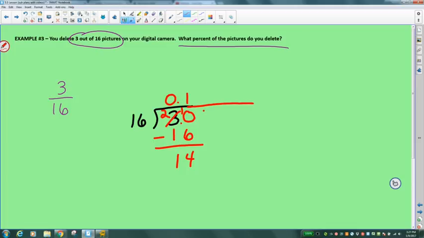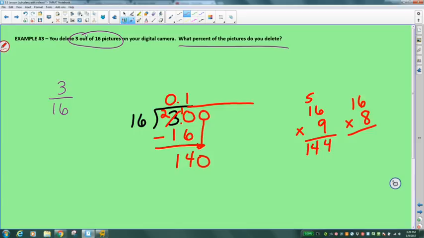I have a remainder, so I have to add a 0 and bring it down. Does 16 go into 140? It does, but I'm not quite sure how many times. So off to the side, I'm going to do some math. Let's try 9. 6 times 9 is 54. 9 times 1 is 9 plus 5 is 14. 144 is just too big, which means it's going to be 16 times 8.